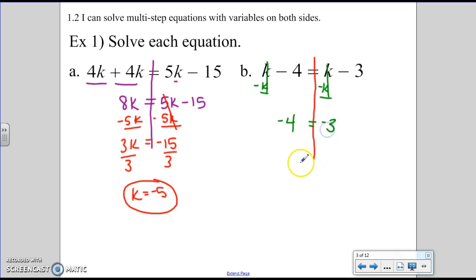So negative 4 equals negative 3. I have no variables left. I can't solve it. You need to ask yourself, does negative 4 ever equal negative 3? This is a special case where we say the answer is no solution. Okay, this is never going to happen. It's not possible for negative 4 to be equal to negative 3.